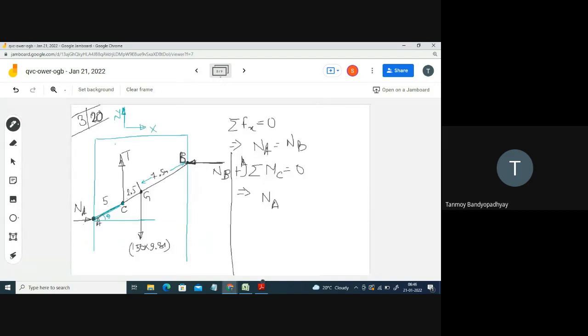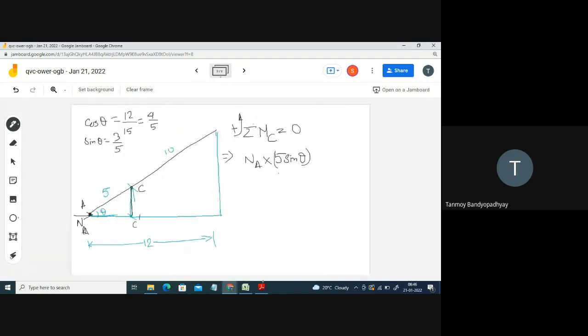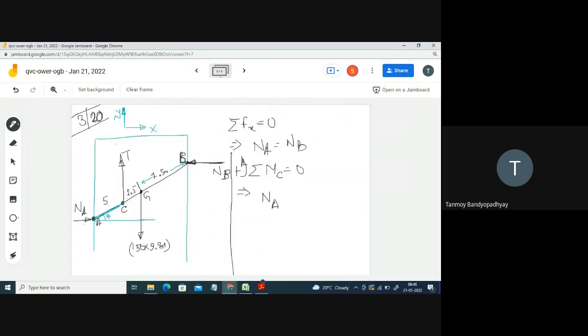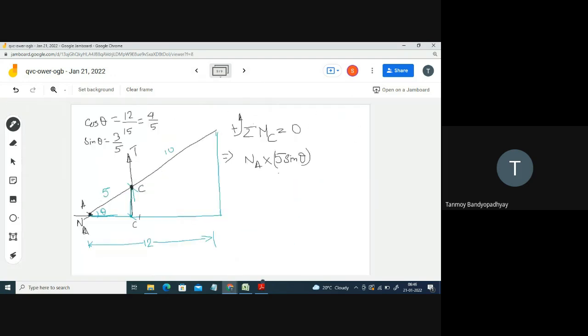Now at the point C there is a T force. So T will have no contribution to the moment because it passes through the point C itself. Okay, what is the next force? There is a point G, which should be drawn somewhere here. At the point G you have the weight of the block acting. So what is the moment due to this one?